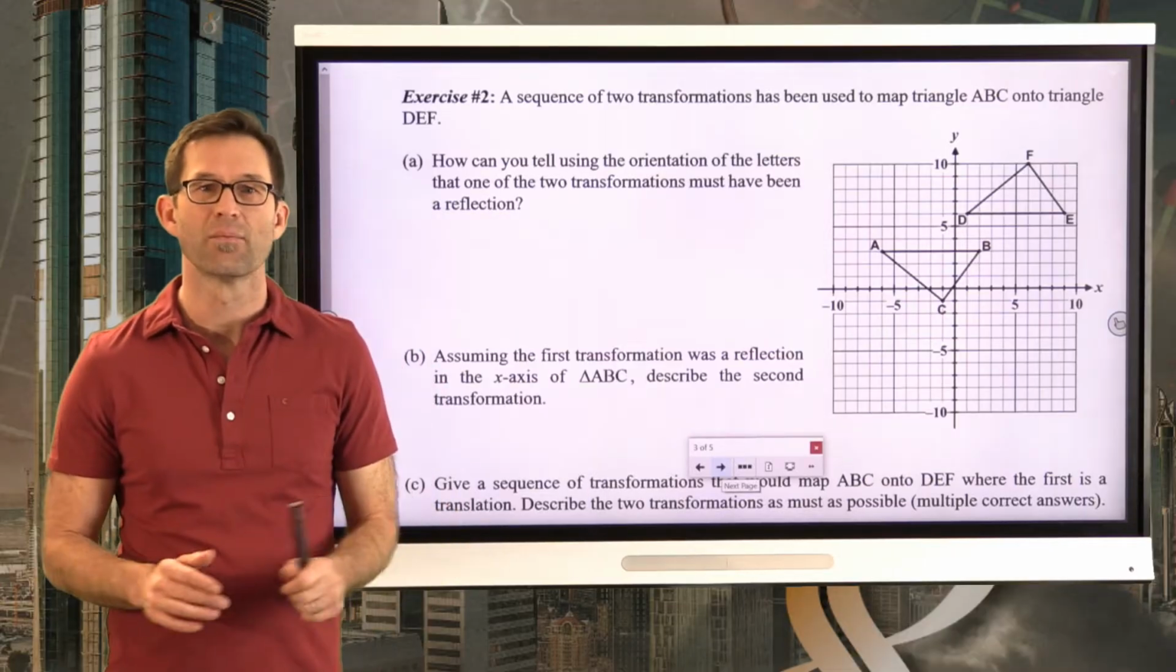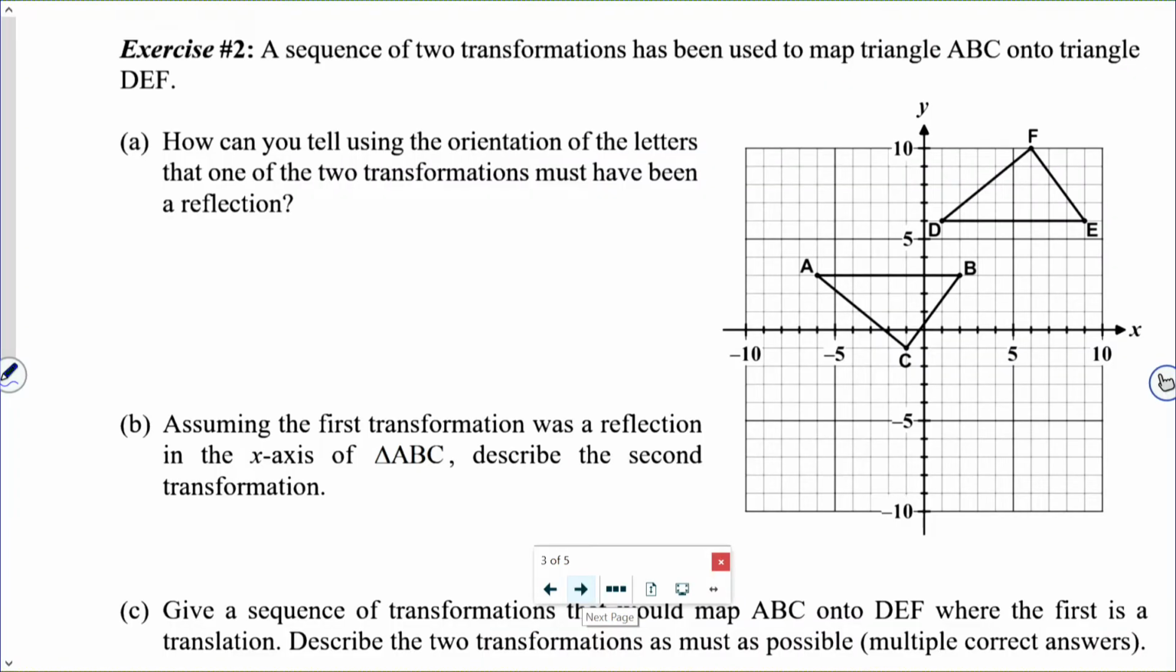All right, exercise number 2. A sequence of 2 transformations has been used to map triangle ABC onto triangle DEF. Letter A asks us, how can you tell using the orientation of the letters that one of the 2 transformations must have been a reflection?